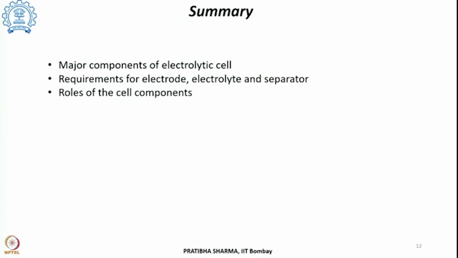To summarize this portion, we have seen the different components involved in the electrolytic cell, the different requirements for electrode, electrolyte and separator, and what kind of roles these components play in an electrolyzer. In the next class we will see the kinetics involved in the process and how to find the efficiency of an electrolyzer.